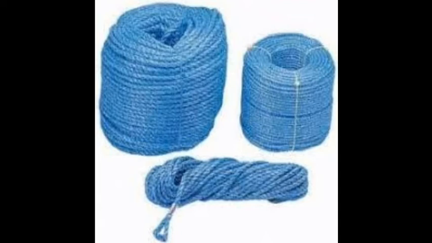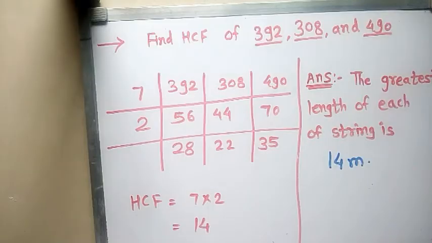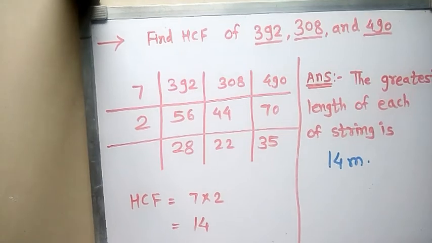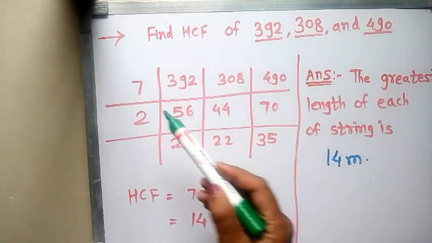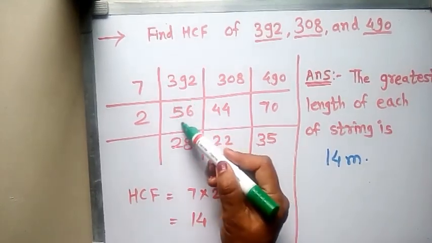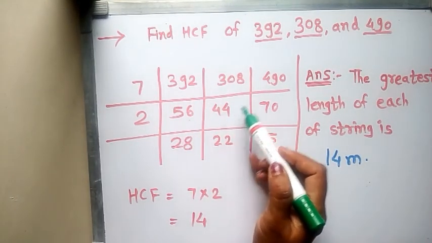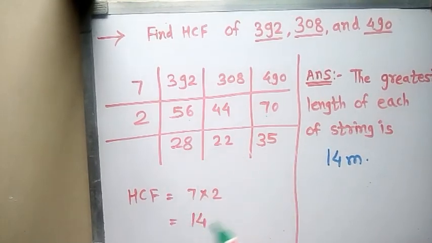In this example, you have to find the greatest length of string. For this, you have to find the SCF. Here, I have solved the example to find the SCF. The greatest length of each string is 14 meter. SCF is 14. I divided by 7 and 2. 7 into 2 is 14 and the answer is 14 meters.